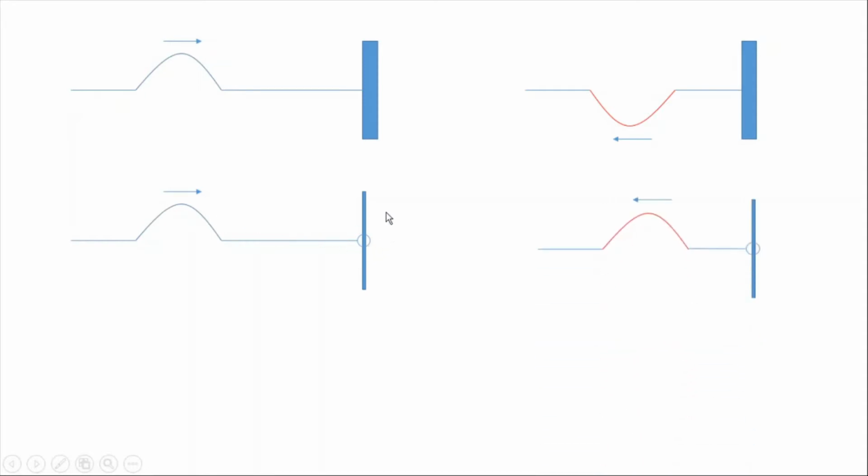Now this pulse is going to reflect from this fixed end. Let's see its reflection. When a pulse is coming toward a fixed end, after reflection, it is turning upside down, and it reflects like this. If we have a free end, on the other hand, when the pulse is approaching the free end, its reflection from the free end will be upright.